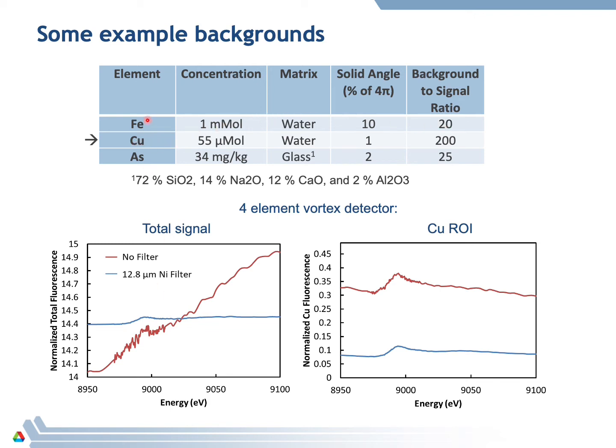Now an example I show below, this is copper in solution. It's 55 micromolar, so it's quite a bit more dilute. We're using a solid state detector, so it only collected maybe 1% of the solid angle.